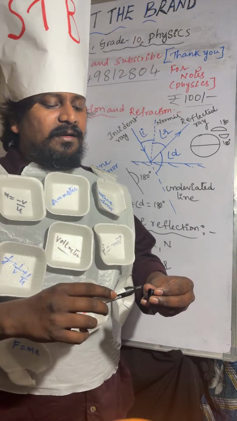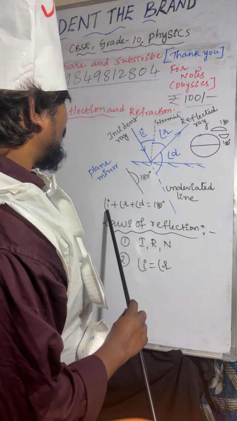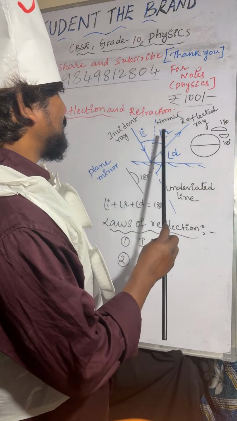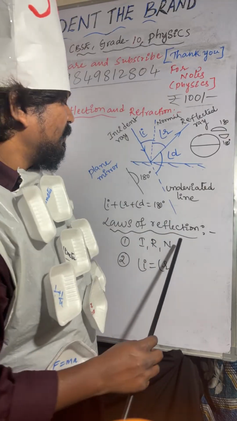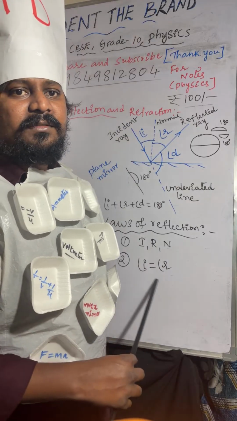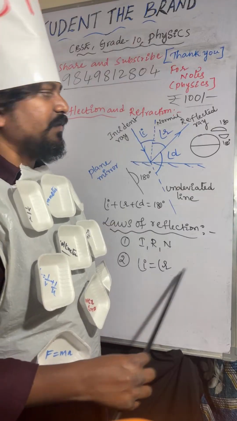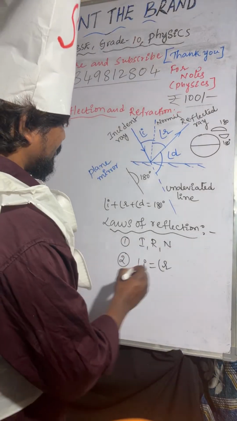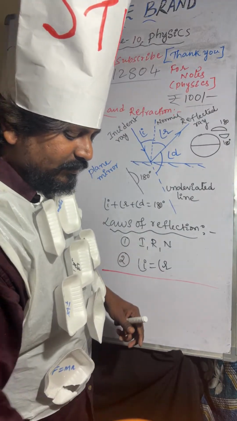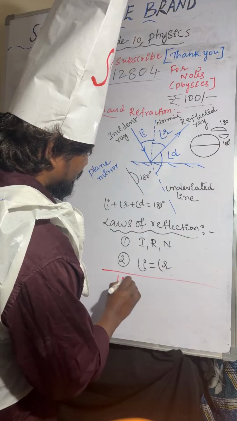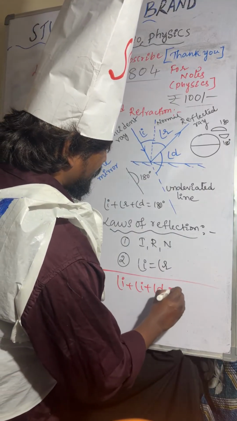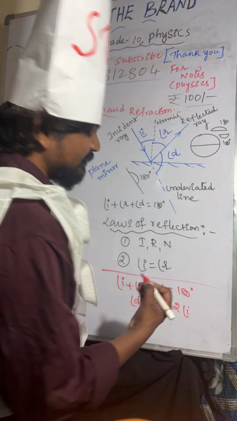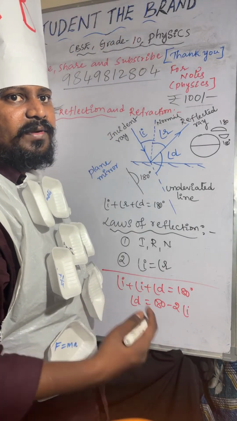From the laws of reflection, we can conclude the following. Angle of incidence plus angle of reflection plus angle of deviation equals how much? 180 degrees. From the laws of reflection, the angle of incidence is equal to the angle of reflection. So instead of the angle of reflection, I can write the angle of incidence. Then we get angle of incidence plus angle of incidence plus angle of deviation equals 180 degrees. So the angle of deviation equals 180 minus 2 times the angle of incidence. I hope it is very clear.